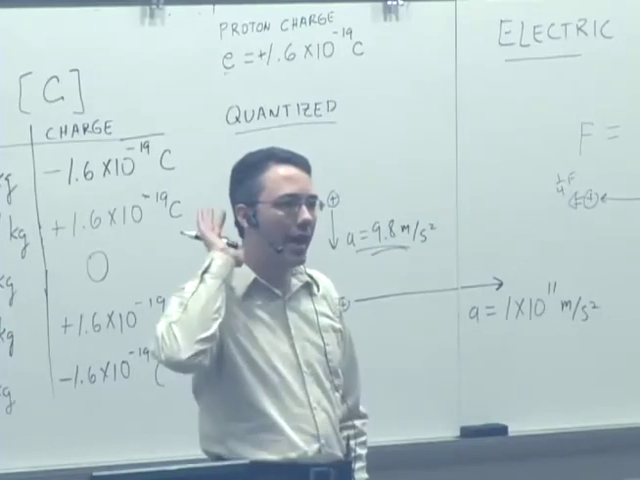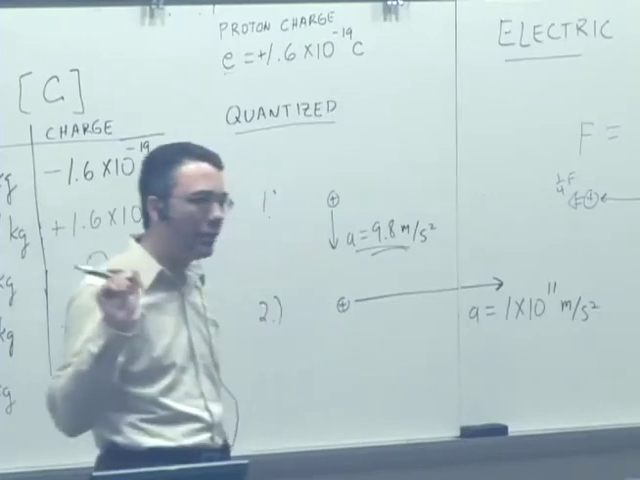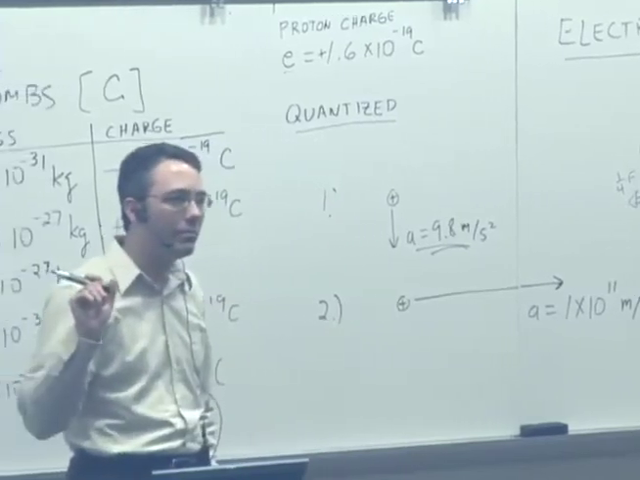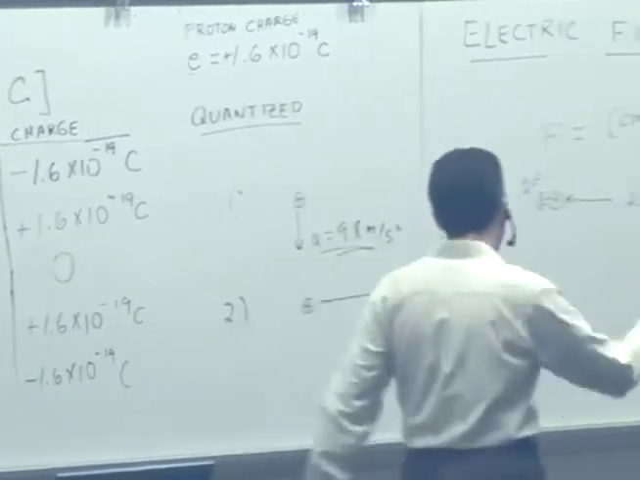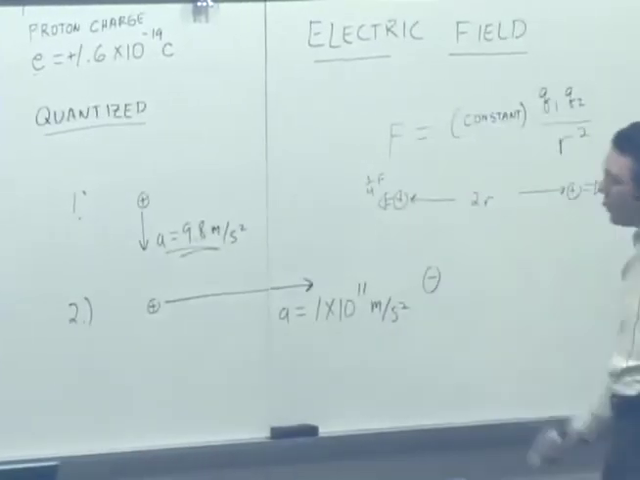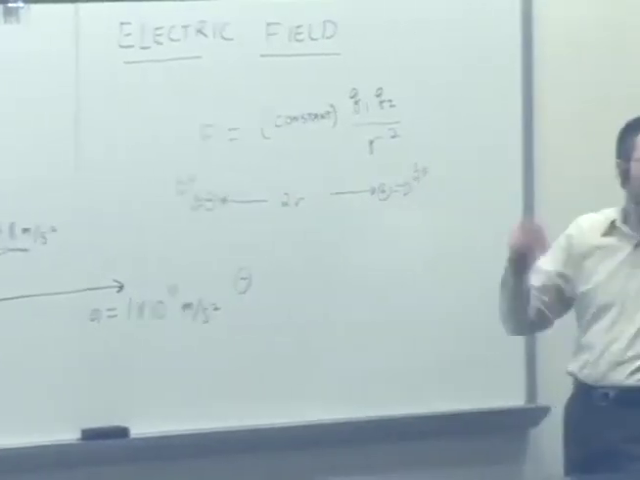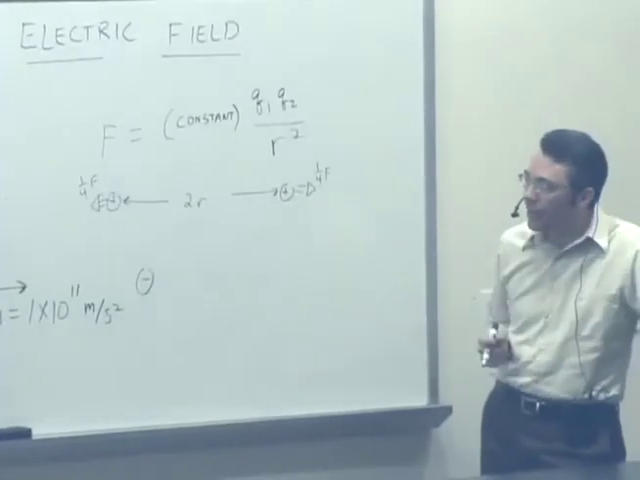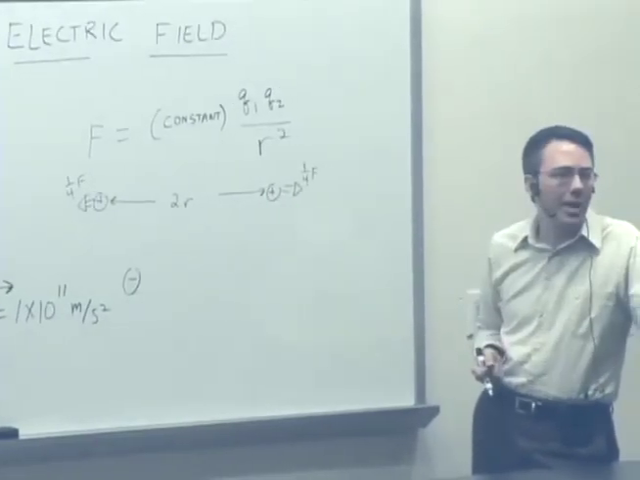Okay, well, I heard a negative charge. Where would the negative charge have to be? On the right. Okay, so I could have a negative charge over here that's exerting an attractive force on the proton and causing it to accelerate to the right. Is that the only possibility?